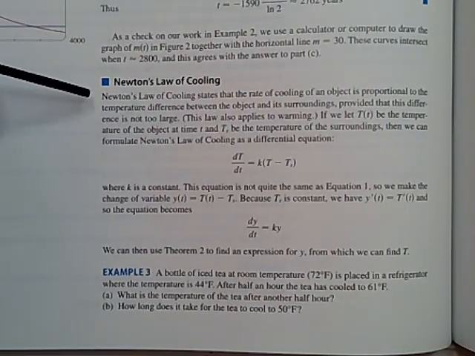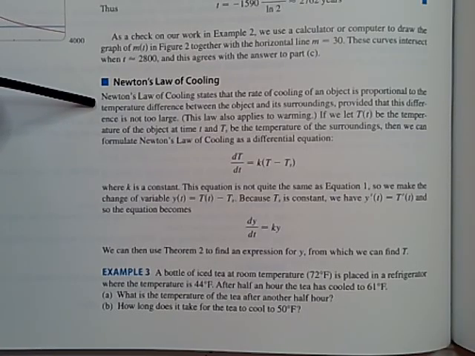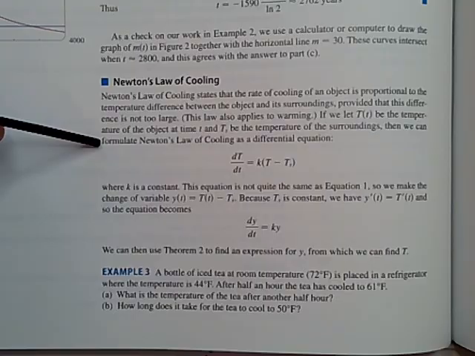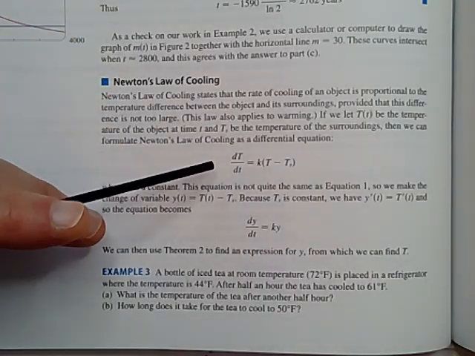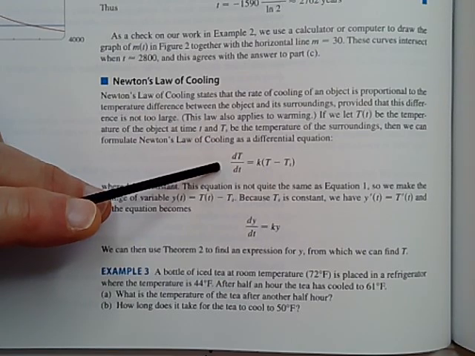So Newton's law of cooling says that the rate of cooling of an object is proportional to the temperature difference between the object and its surrounding, provided the difference is not too large. If we let capital T be the temperature of the object at time t and T sub s be the temperature of the surroundings, then we can formulate Newton's law of cooling this way. So it's an equation that has a derivative in it, so it's a differential equation.